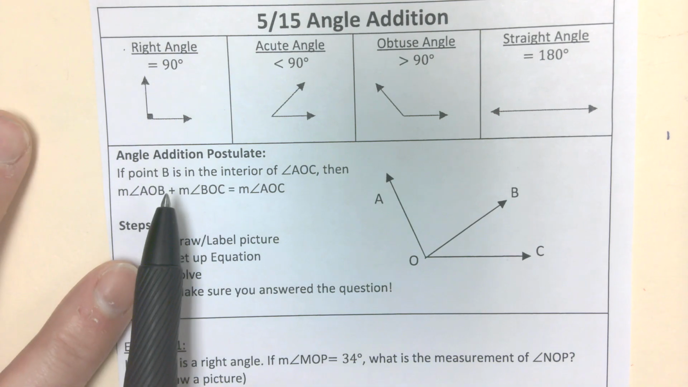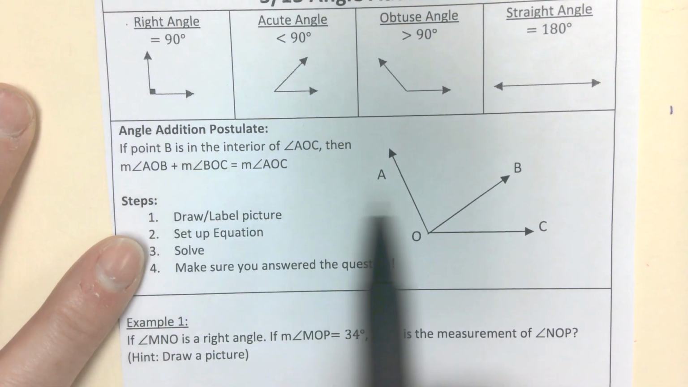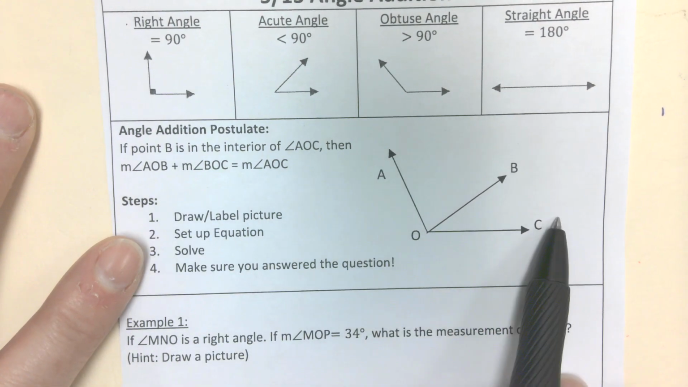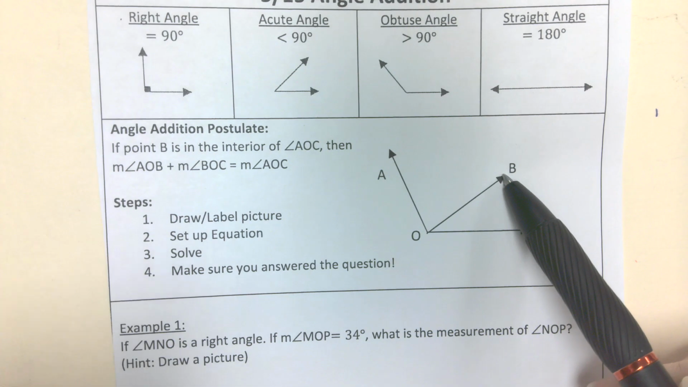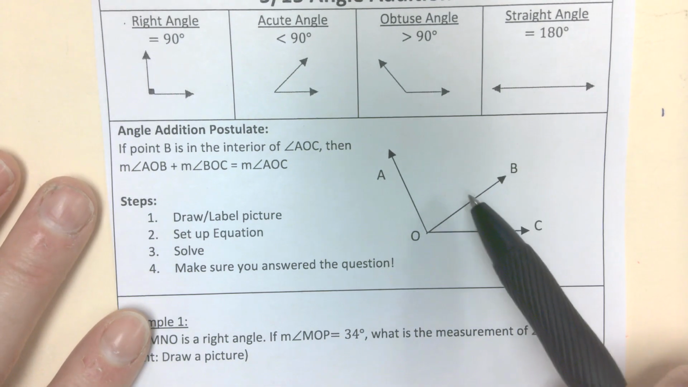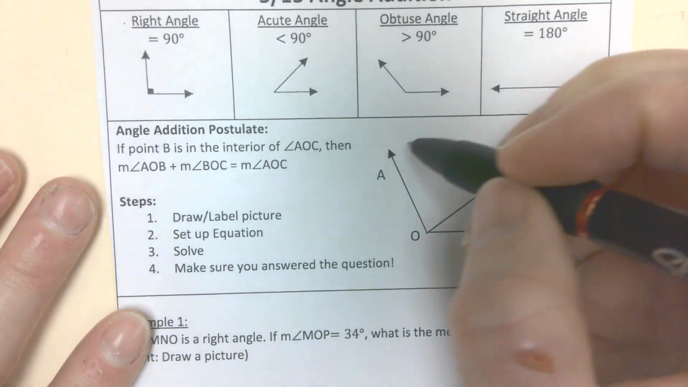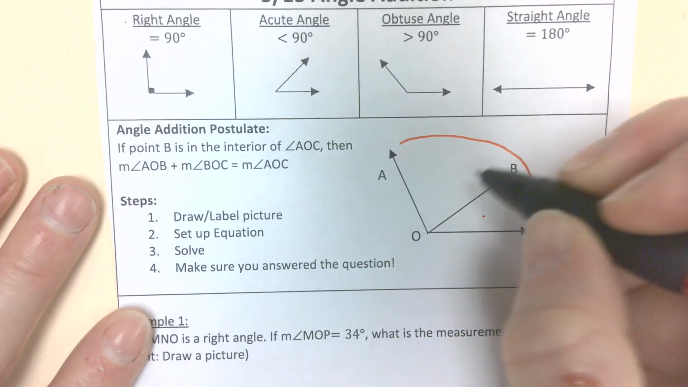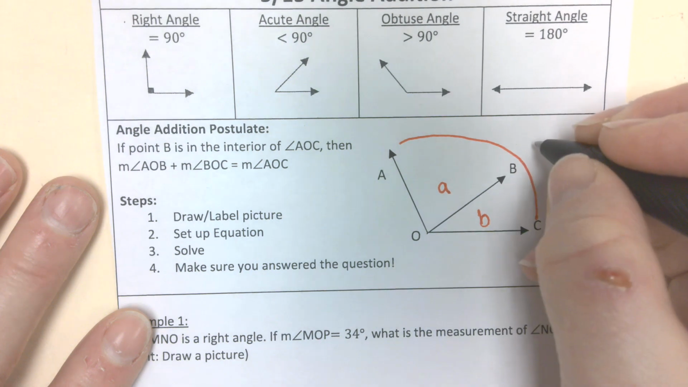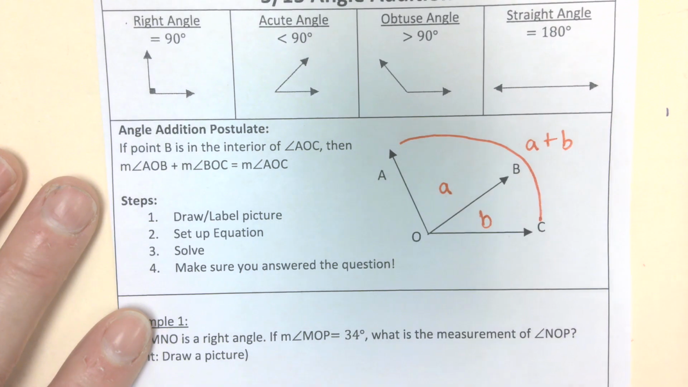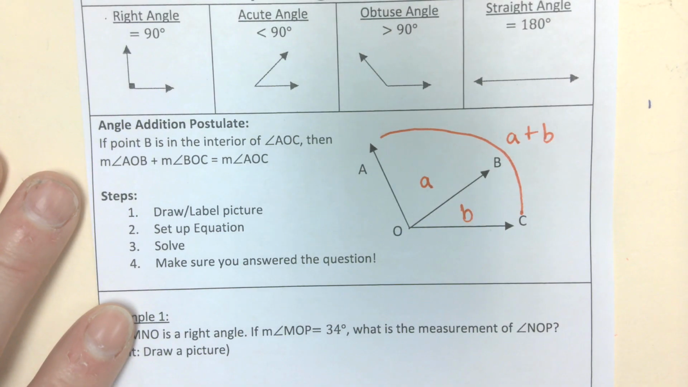Okay, so the angle addition postulate says that if you have this angle, and then you have a ray that cuts it, so a ray goes from an endpoint to an arrow, then these two angles will add up to equal this whole thing. So like if this is A and this is B, I'm saying the angles, then that angle would be like A plus B. That whole thing.